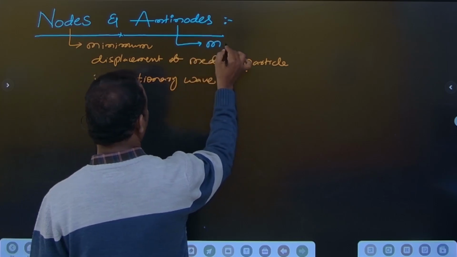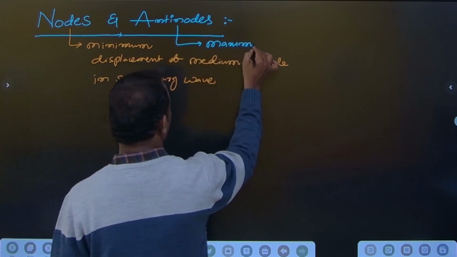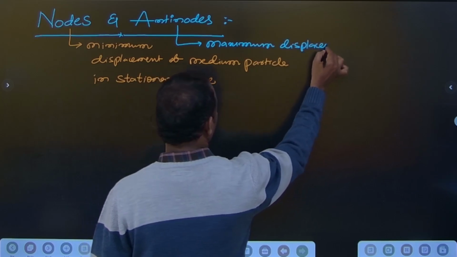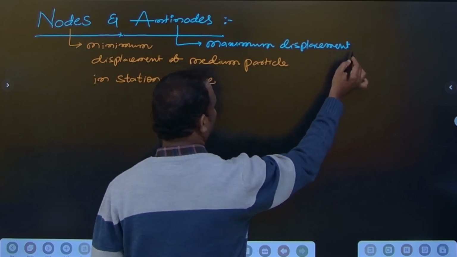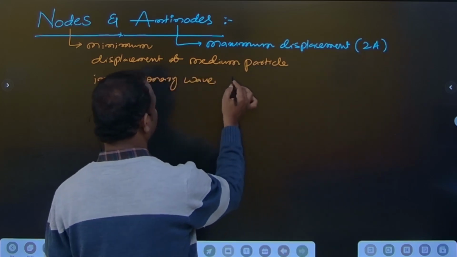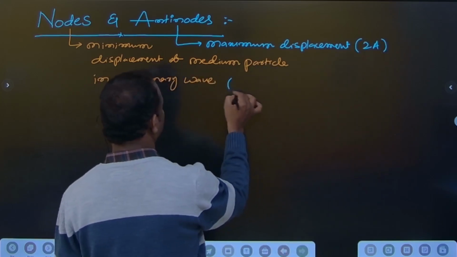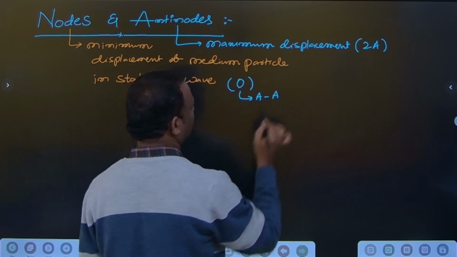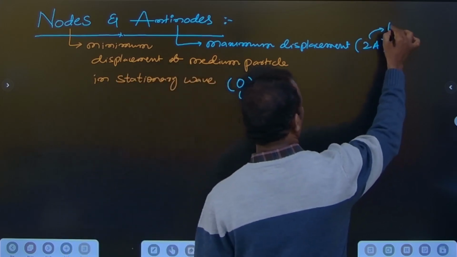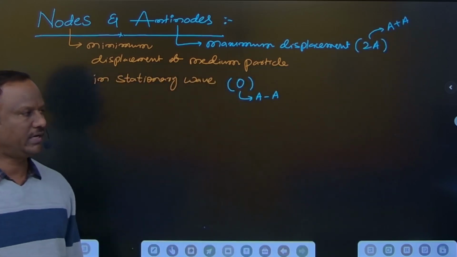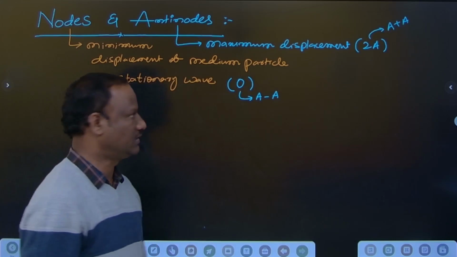It's the maximum displacement. Maximum displacement is A plus A, which is 2A, as we wrote earlier. Minimum displacement is what? It's 0. This means A minus A. And A plus A means constructive interference, while A minus A means destructive interference.